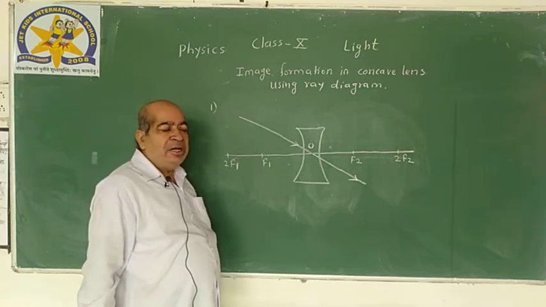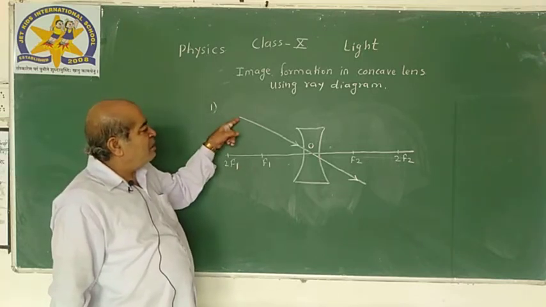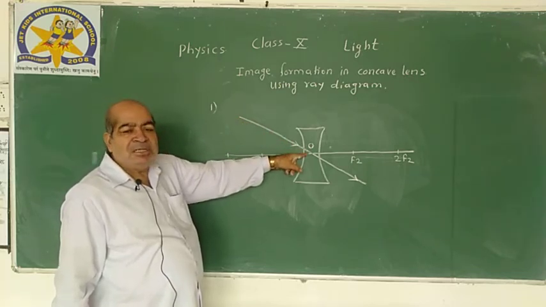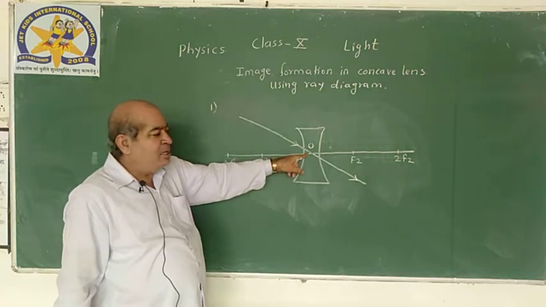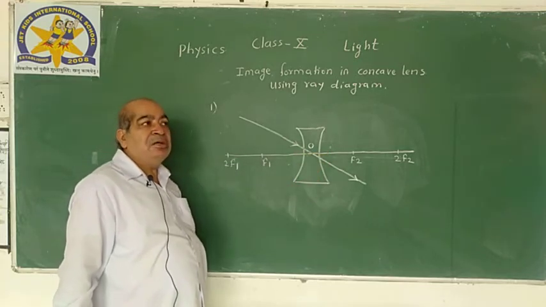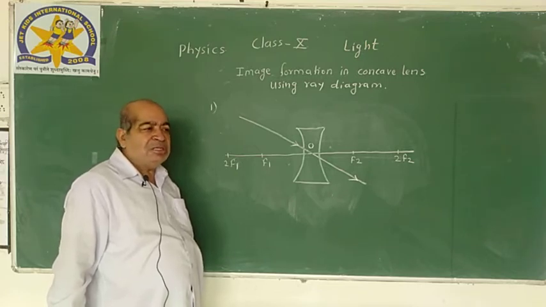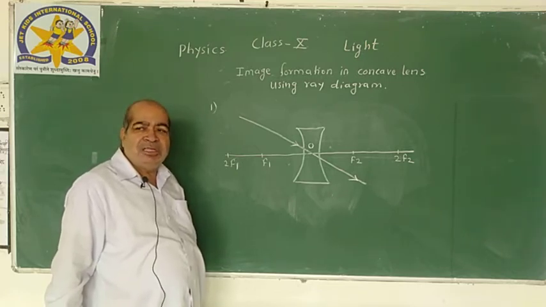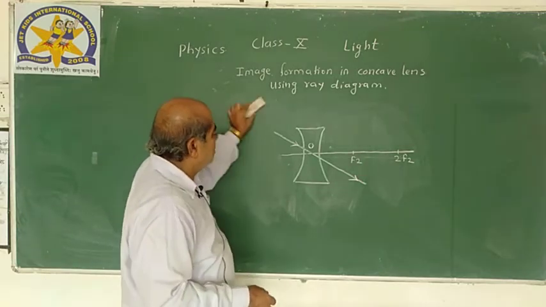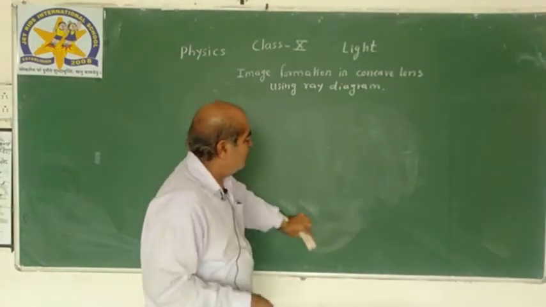To draw the ray diagram using the concave lens, when a ray of light passing through the optical center is incident on the lens, after refraction, it emerges without any deviation, means it emerges along the same straight line. So these are the three rules to draw the ray diagram using the lens.